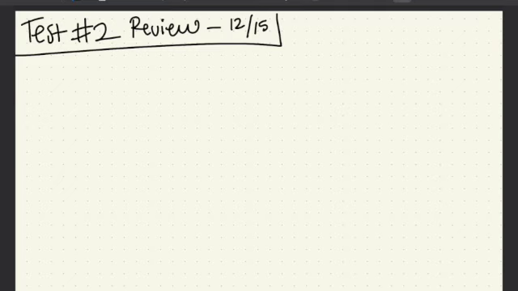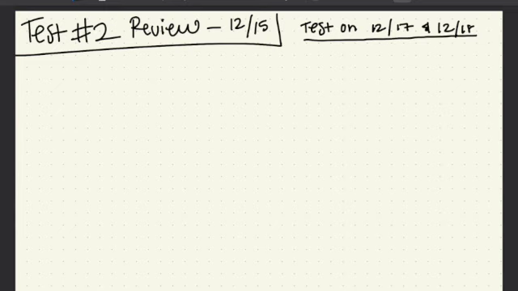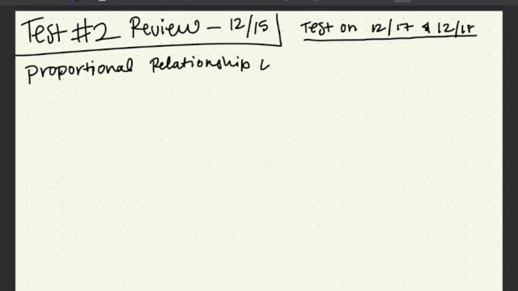Okay, so for our test review, the test that is going to happen on Thursday and Friday of this week, the test is on 12/17 and 12/18 for second period. We're going to talk about proportional relationship equations.